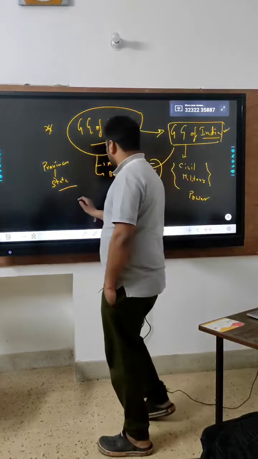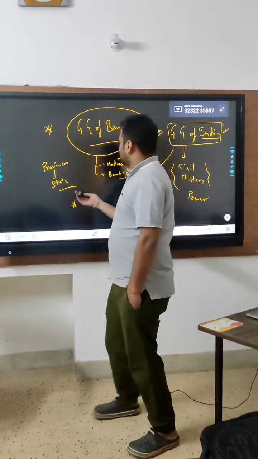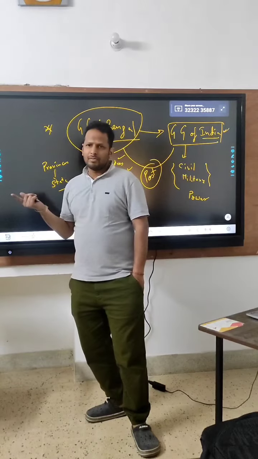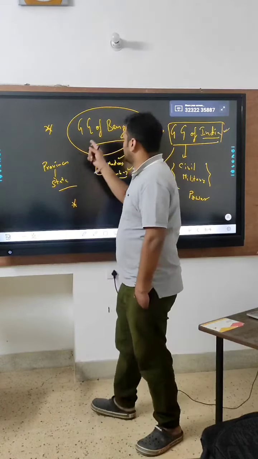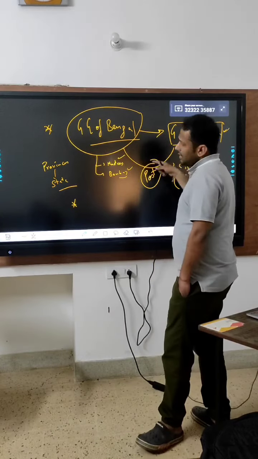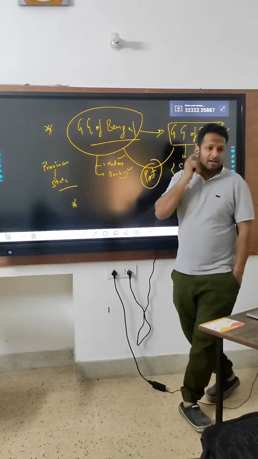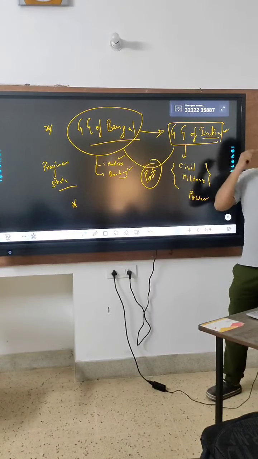So this is the most asked question in exams. Who is the first Governor General of India? Who is the first Governor General of Bengal? Warren Hastings. Warren Hastings was the first Governor General of Bengal in 1773. And who is the first Governor General of India? Lord Cornwallis? No, that was second.